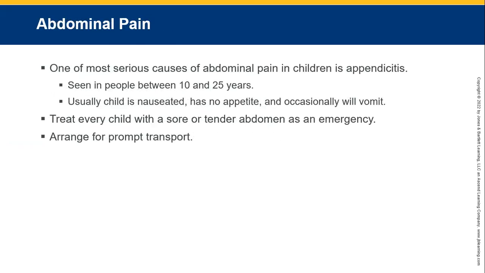One of the most serious causes of abdominal pain in children is appendicitis. Seen in people aged between 10 and 25, usually the child is nauseated, has no appetite, and occasionally will vomit. Treat every child with a sore and tender abdomen as an emergency and arrange rapid transport. Remember, when doing your secondary survey on a child and you are palpating the abdomen, there may be some rebound pain.